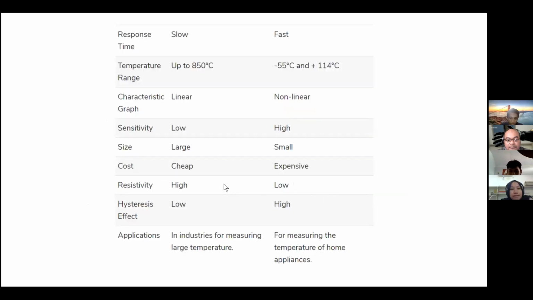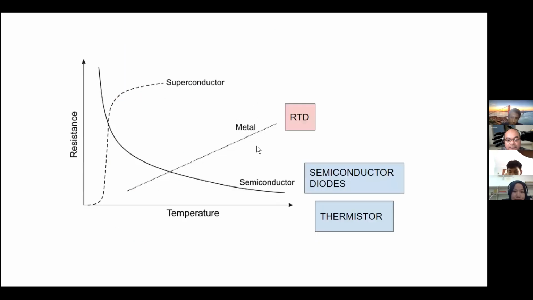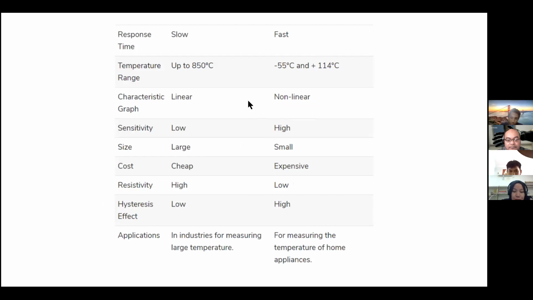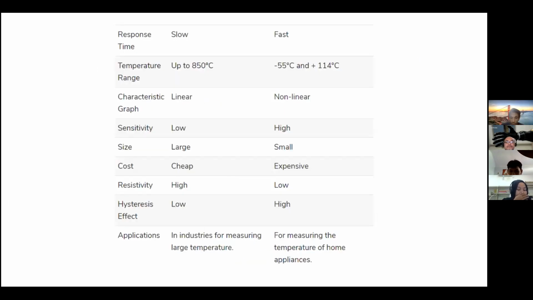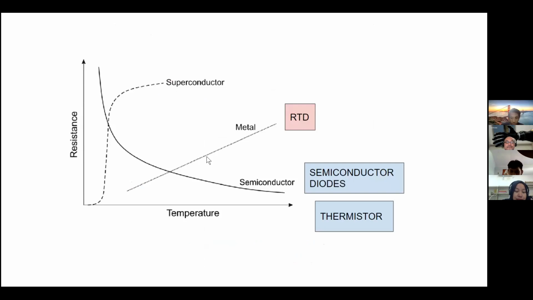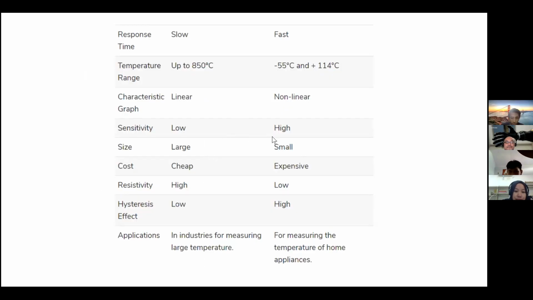So this is the difference of using RTD or metal and semiconductor. Semiconductor has a faster response, and the temperature range is from minus 55 to plus 114. The characteristic of the graph is nonlinear, which follows the Steinhart equation. And the sensitivity of semiconductor diodes is high, so it's better for us to use semiconductor diodes.